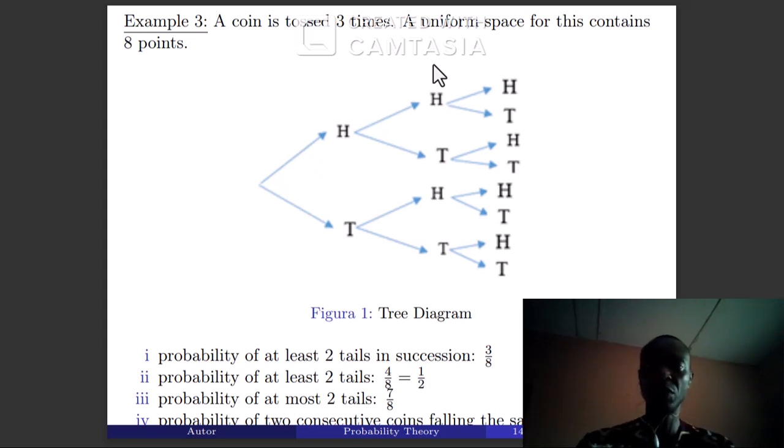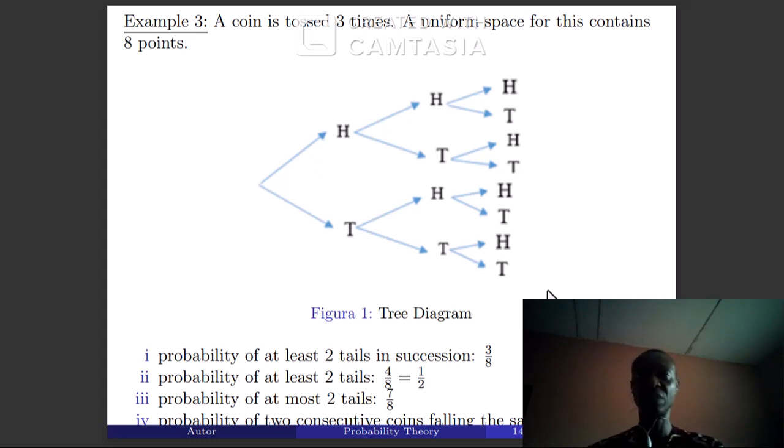So if you do this now, look at this now, you have head, head, head, or head, head, tail, or head, tail, head, or head, tail, tail, or tail, head, head, or tail, head, tail, or tail, tail, head, or tail, tail, tail. So the total now: 1, 2, 3, 4, 5, 6, 7, 8. So total possible outcome is what? 8.